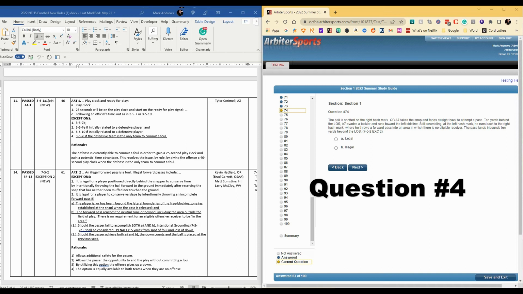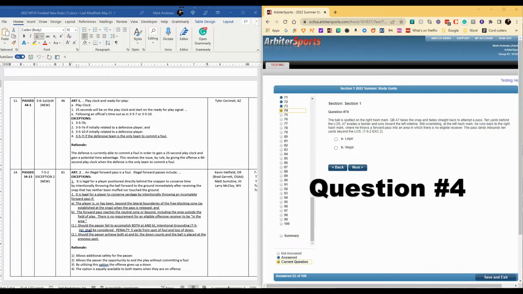Okay, same situation as far as the quarterback and 10 yards behind the line of scrimmage. He's evading a tackler. Now, he started on the right hash mark. He evades the tackler and runs toward the left sideline. Still scrambling, at the left hash mark, he runs back to the right hash mark, where he throws a forward pass into an area in which there is no eligible receiver. The pass lands inbounds 10 yards beyond the line of scrimmage.